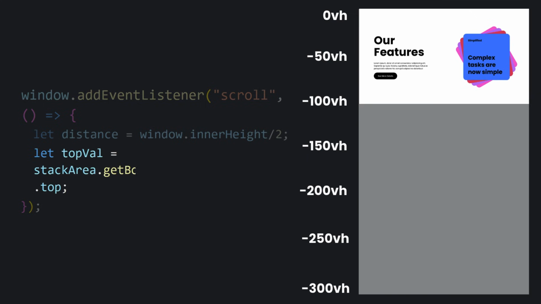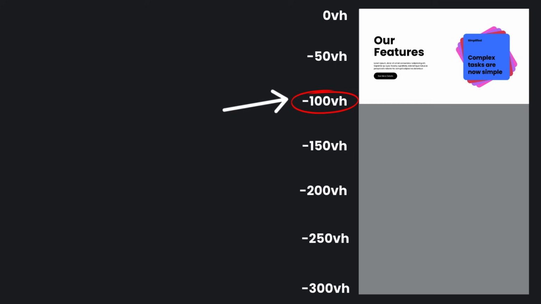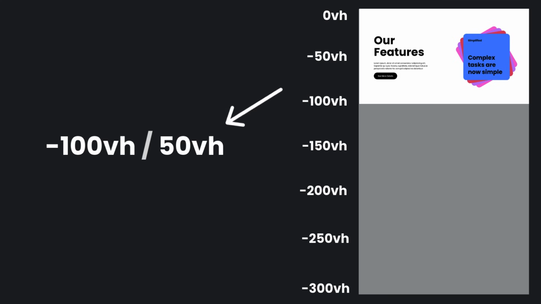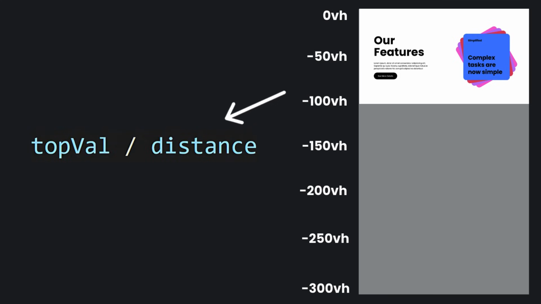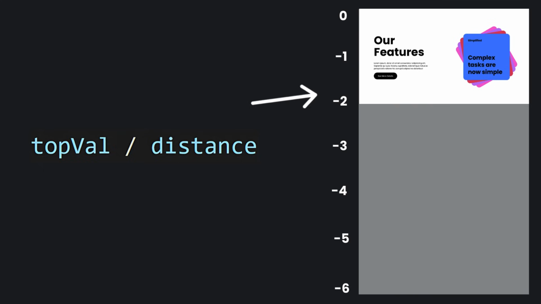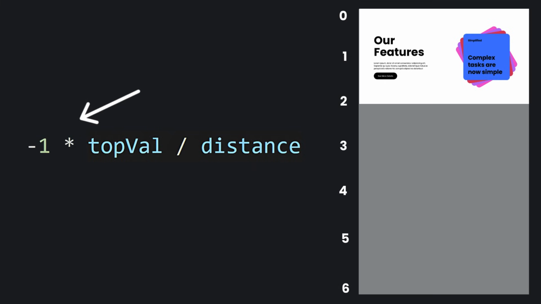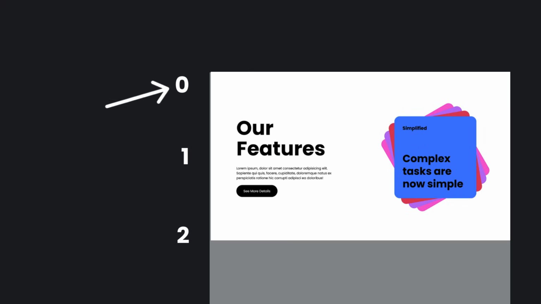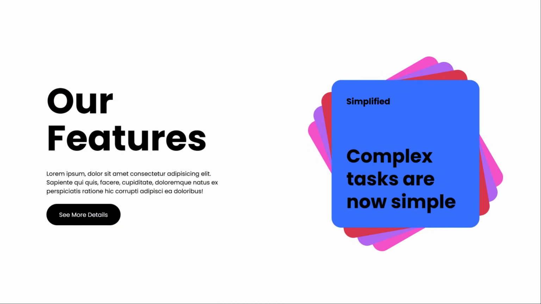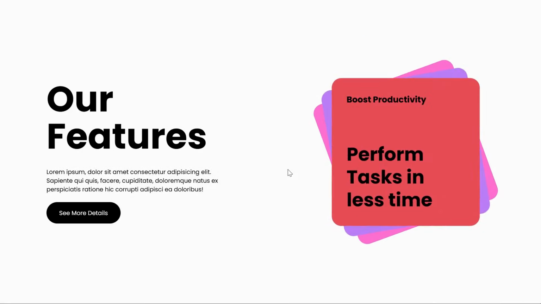Now assign this scroll value to a variable called topVal. Now if we divide this value with distance, which is topVal divided by distance, we will get the index of the card that has to be scrolled away. Multiply with -1 to make the values positive. But if you observe, first index is at the top, which means as soon as the stack area container appears on the screen, the first card scrolls away.